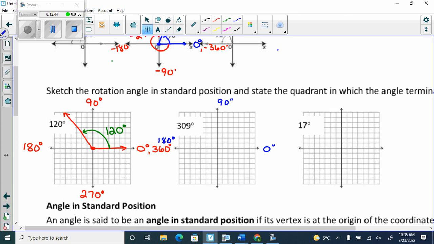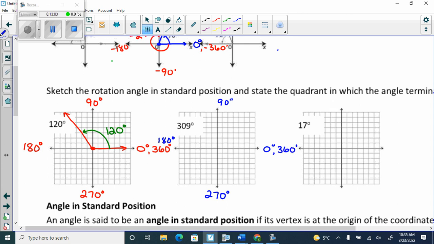Because if you don't label it, it could be a positive angle, it could be a negative angle, right? I can label those 0, 90, 180, 270, 360. I could label them 0, negative 90, negative 180. You need to label your axis. It will help you. Trust me. Okay? 270, 360.